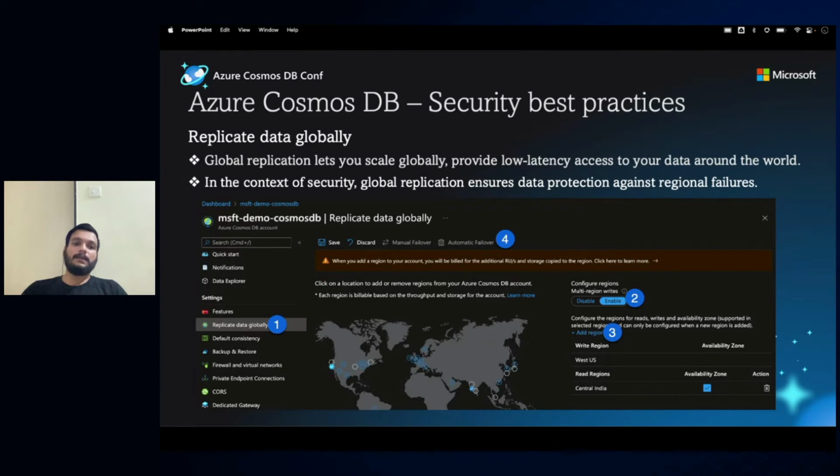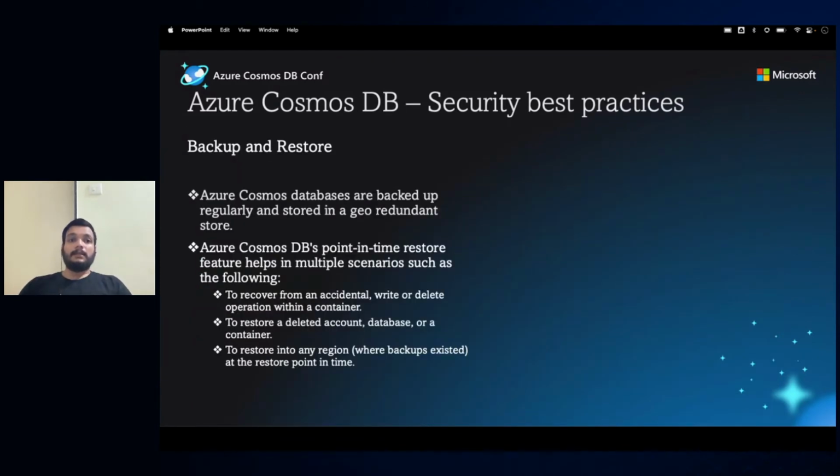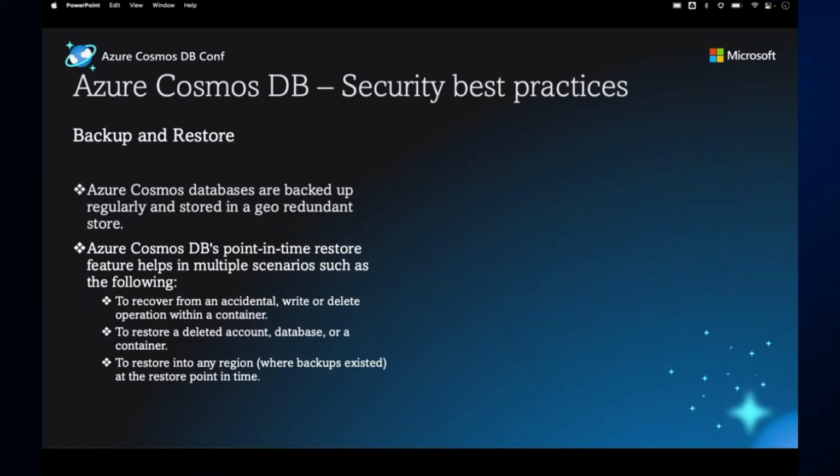And how to enable it? Again, it's a very simple setting. You just need to navigate to the replicate data globally section under settings. You just need to select which regions you want to replicate the data to. You can select the automatic failover feature as well, and just hit save, and your data will be replicated globally accordingly, right?